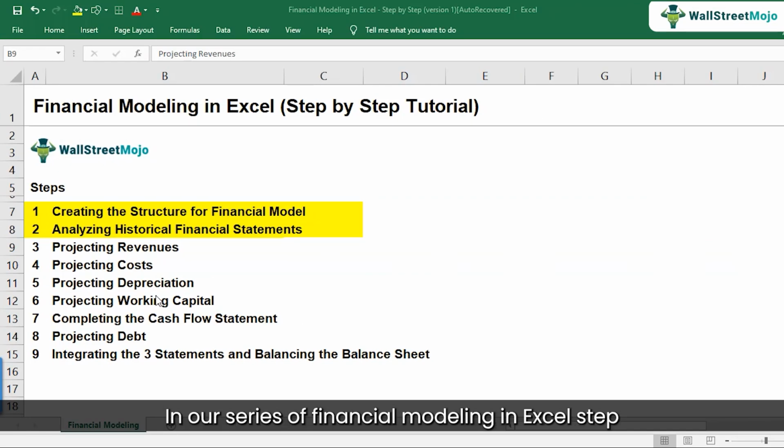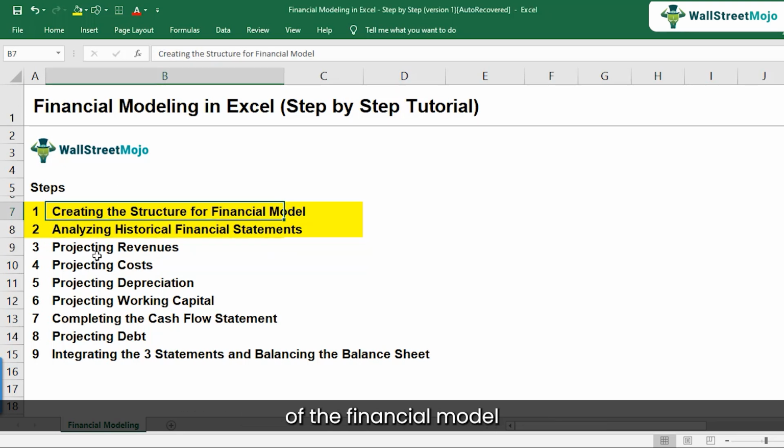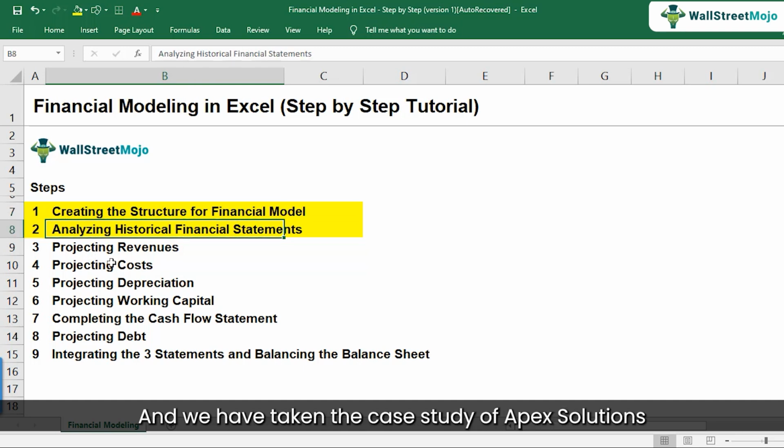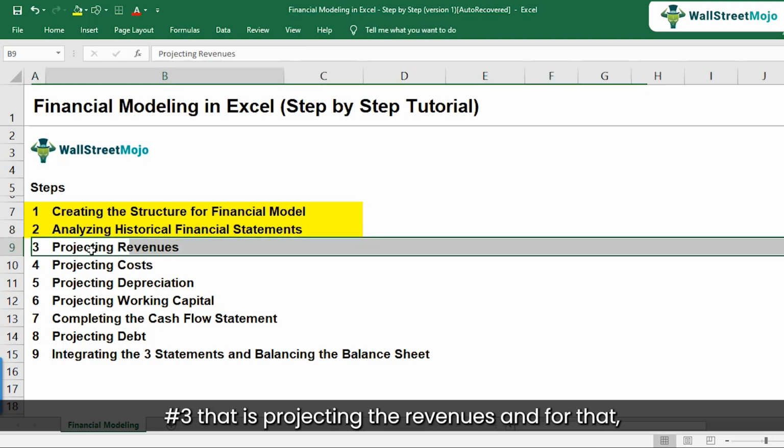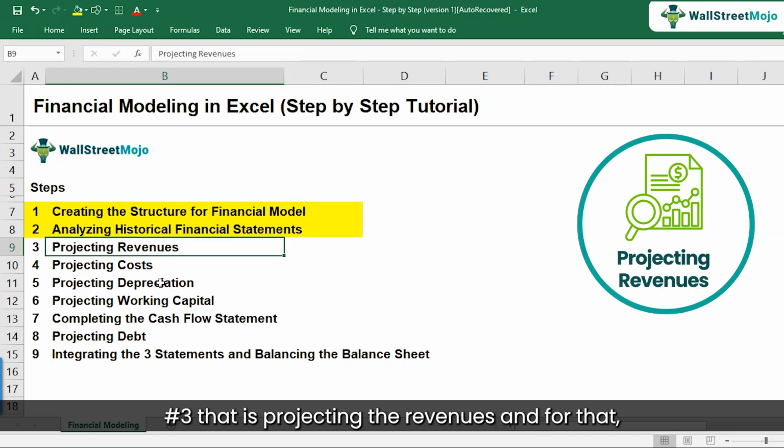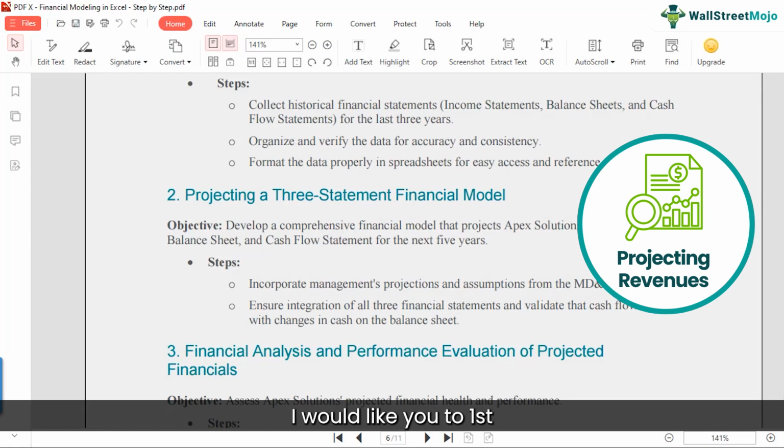In our series of financial modeling in Excel step-by-step tutorial, we have already discussed these two steps. First was creating the structure of the financial model and then analyzing the historical financial statements, right? And we have taken the case study of Apex Solutions where we are going to create a full three-statement financial model for that, right? So in this video, we are going to look at step number 3, that is projecting the revenues. And for that, I would like you to first go to the case study here and look at this statement, right?